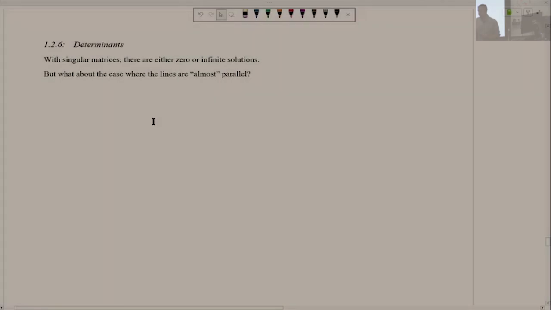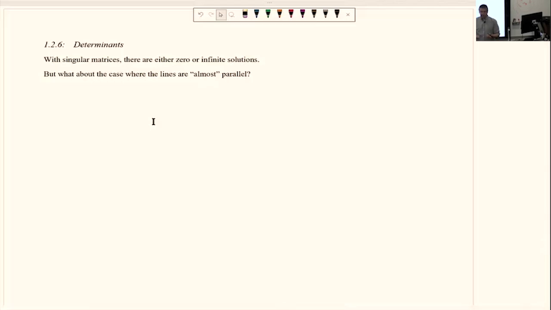Every matrix has something called a determinant, right? And with singular matrices, like I said before, there's either 0 or infinite solutions, right? So the scalar analogy would be y equals ax, where a equals 0.